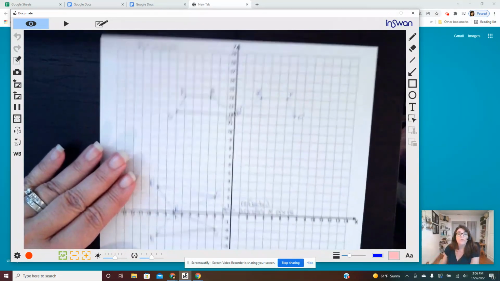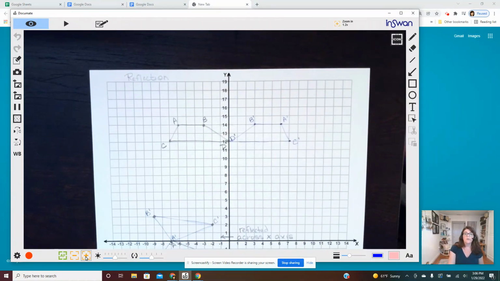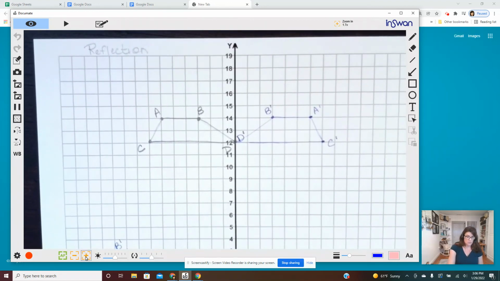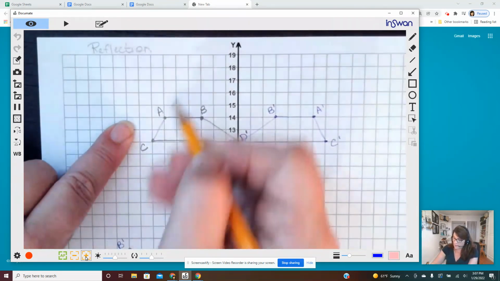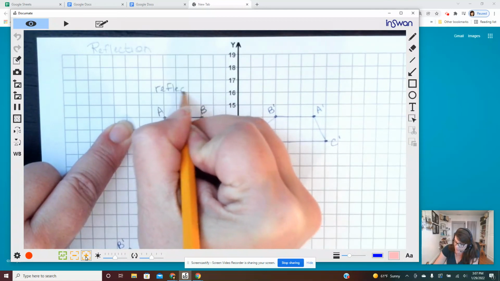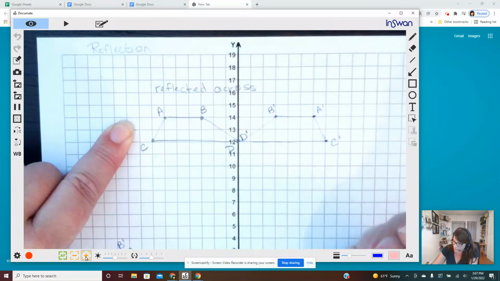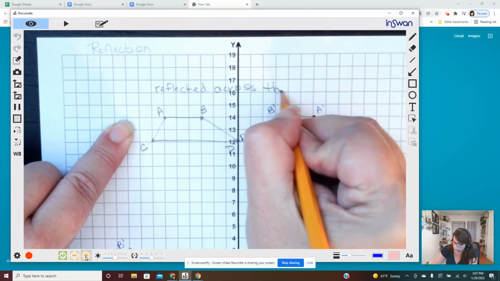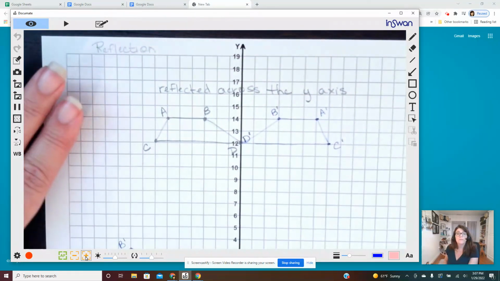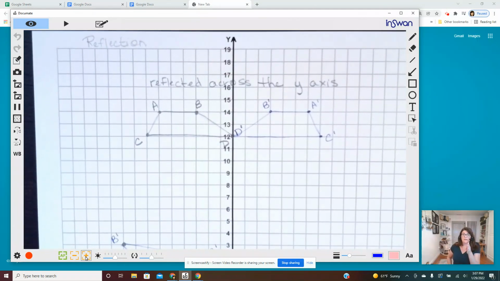Okay. So now I have, let me zoom that in a little for you. Trapezoid ABCD reflected across the y-axis. Okay, because the y-axis is the line that's dividing them.